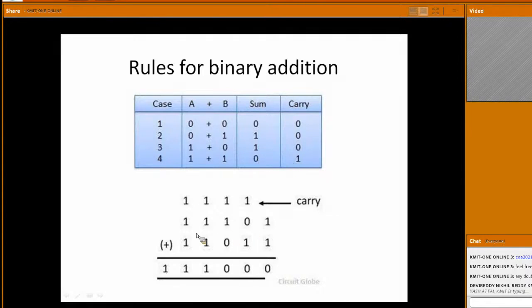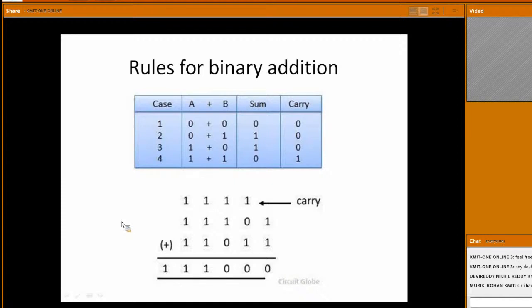Let us see the example. Here I want to perform the binary addition of these two register bits. One register has the content 11101 and the other register has the content 11011. Now see how this addition is performed. See the rules of binary addition and perform this arithmetic add operation.